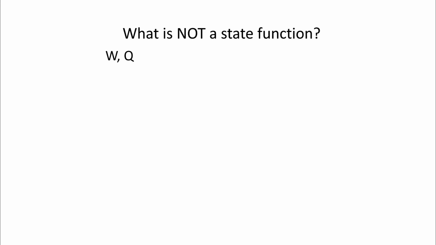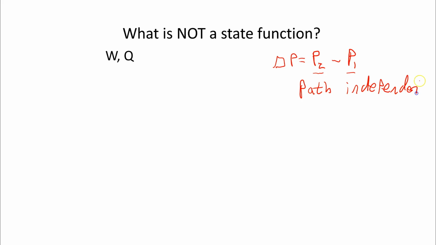Well, one of the things we said about state functions is that a state function depends on an initial and a final, if we're interested in the change in those two. Notice I didn't say anything about how I get from P2 to P1. I just have to know what P2 and P1 is. That means that state variables are path independent.